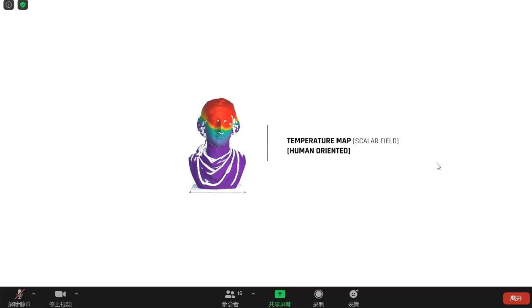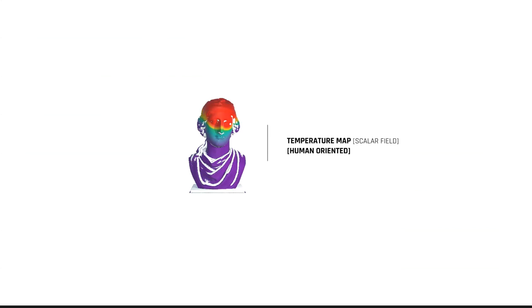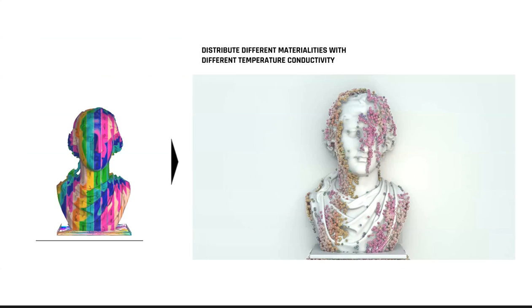And here we try to show how we could affect our material properties from these fields, how we could influence them. So using a temperature map, which is a scalar field oriented to the temperature of the human body, we could influence different distributions across the different temperatures of the body. So we could also distribute different materialities, potentially with different temperature conductivity.